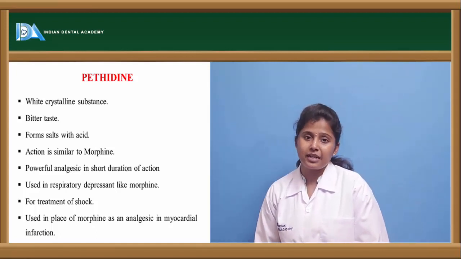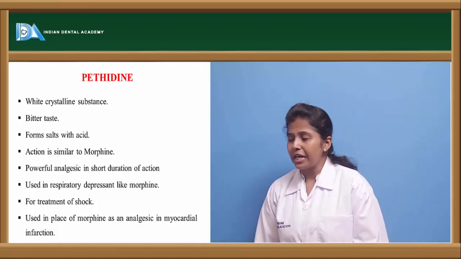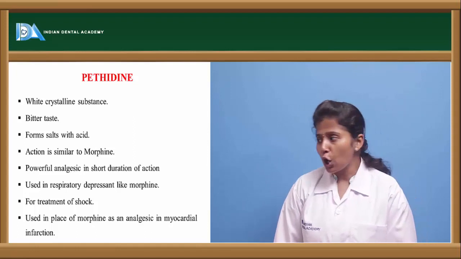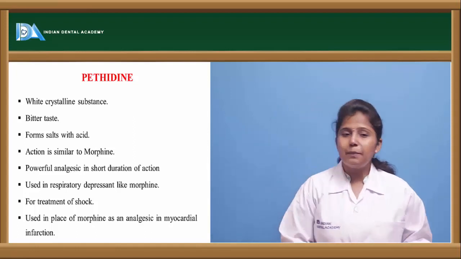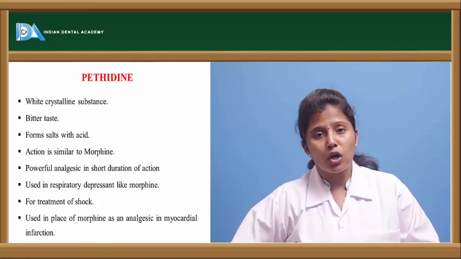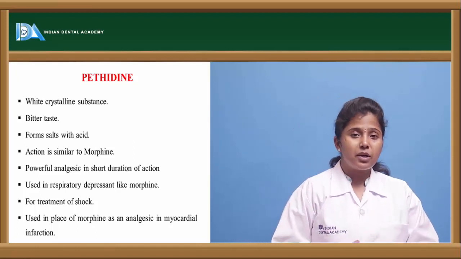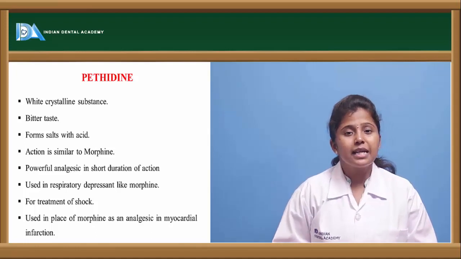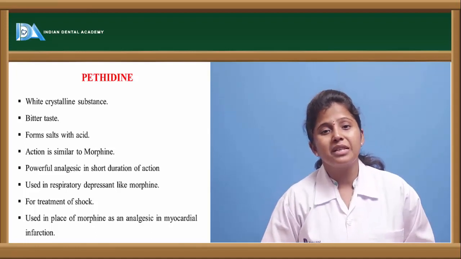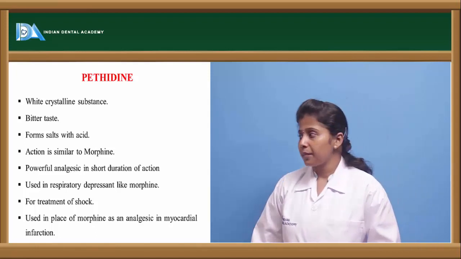Pethidine is used to treat shock as well, and it replaces morphine if there is any pain caused by myocardial infarction. So if there is myocardial infarction pain, morphine is replaced by pethidine because of its better analgesic action than morphine.